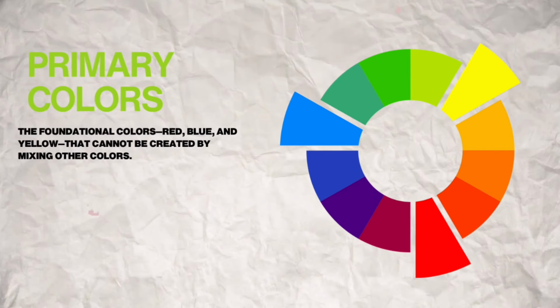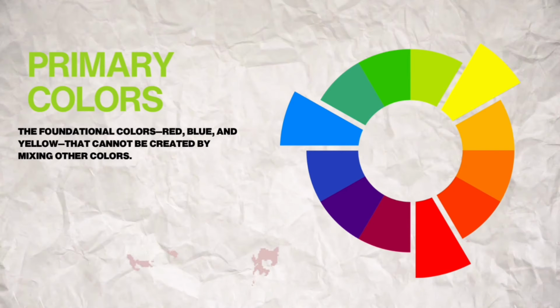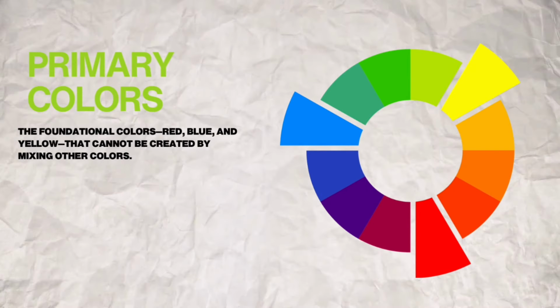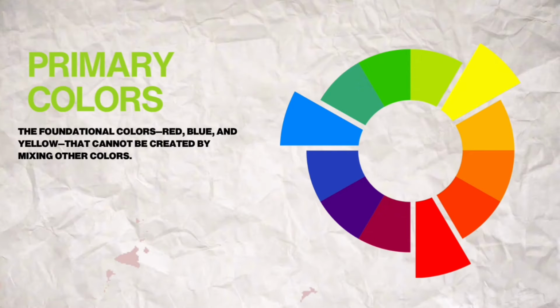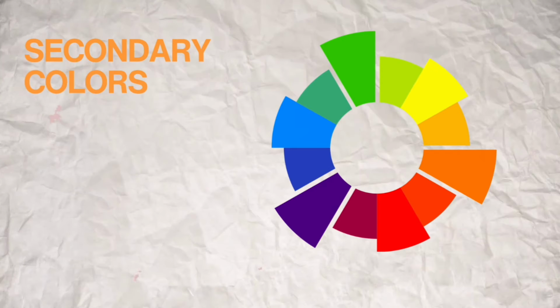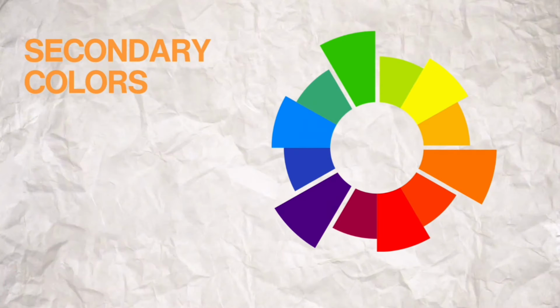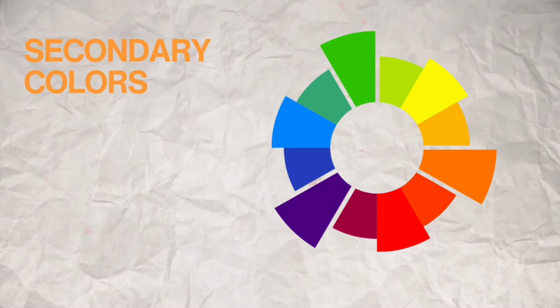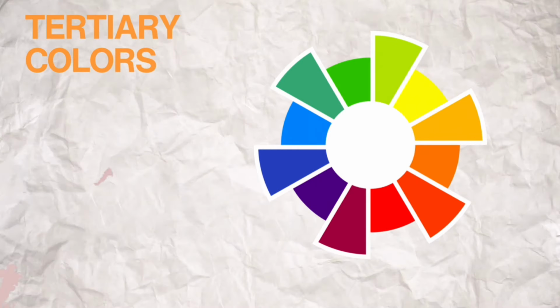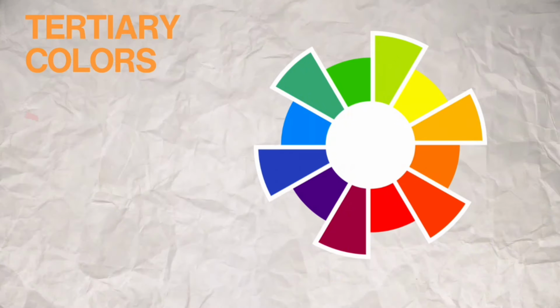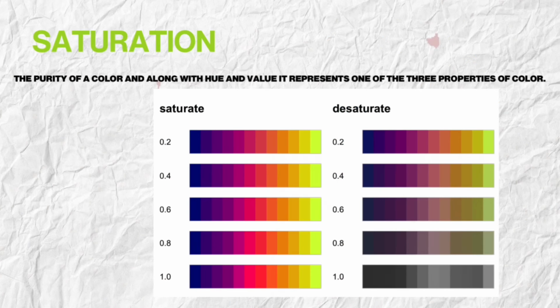Let's talk about the primary colors. The primary colors are red, yellow, and blue. They're the building blocks for every other color. You can't mix them, but they create everything else. Secondary colors are made when you mix the primary colors: orange, green, and purple. The next layer in the color wheel are tertiary colors. Tertiary colors are created by mixing a primary and a secondary color, like red-orange and blue-green.